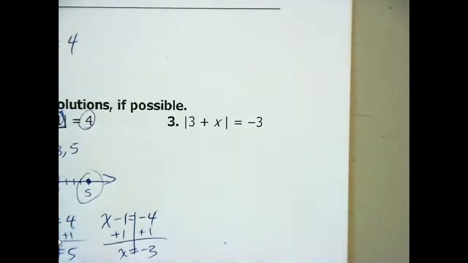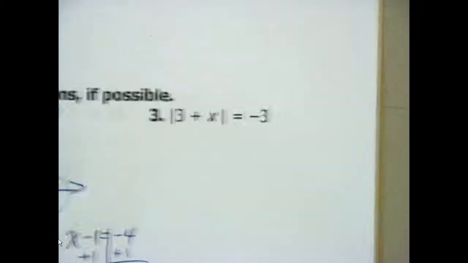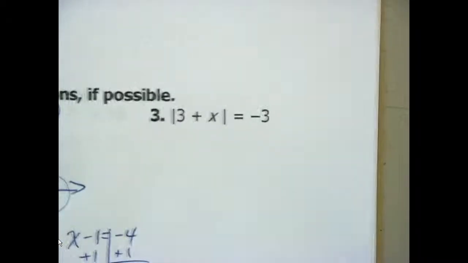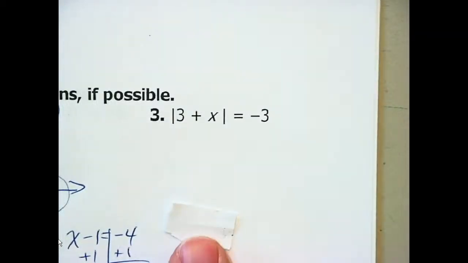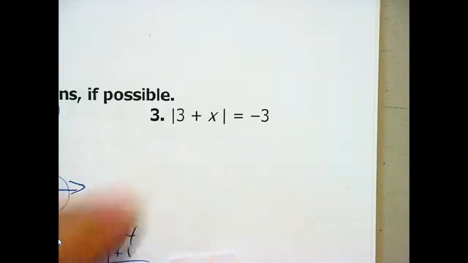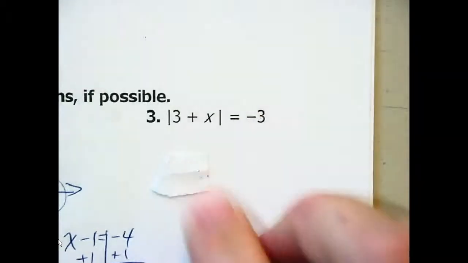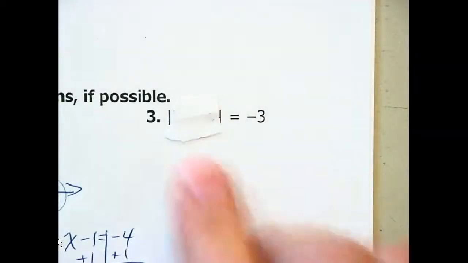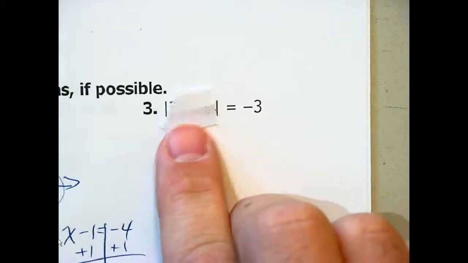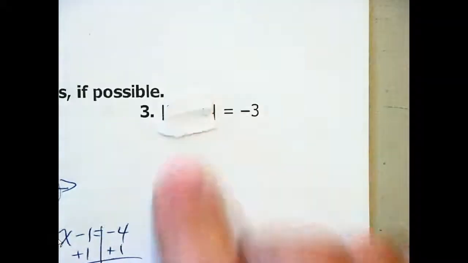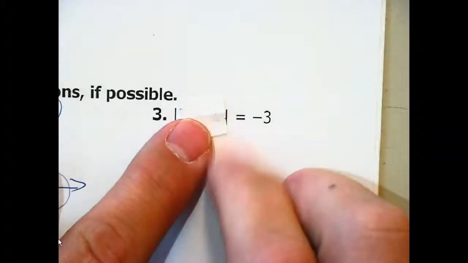Okay, here's number 3. Okay, come up with the answer. You work together. Now remember, if I use my magic trick, oh, hold on. My prop needs to be edited. There we go. Edited it. If I use my magic trick, what's that saying? It's saying what number is -3 units from 0?